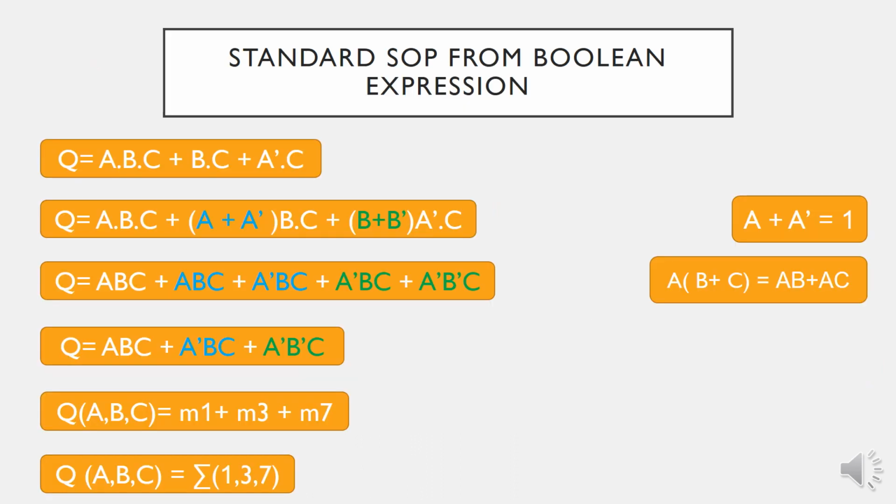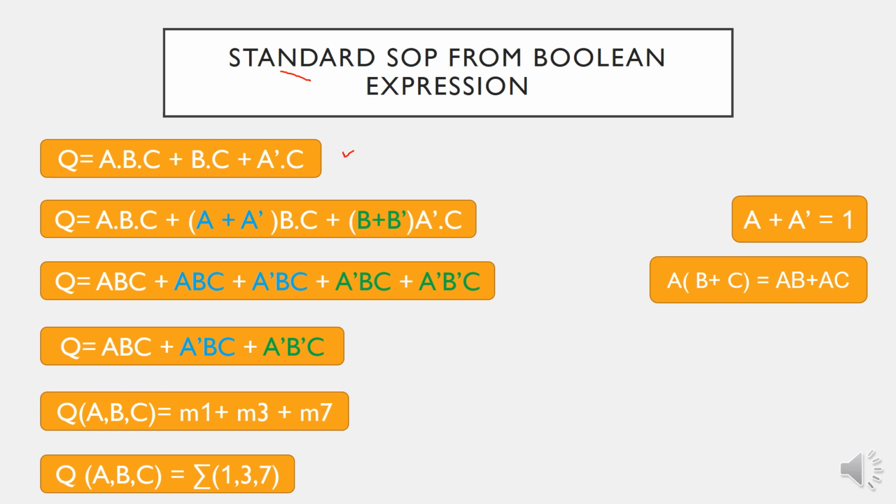Just now we learned how to construct sum of product terms from a truth table, and now we will learn how to construct a standard SOP, or sum of product form, from a Boolean expression. Let's say we have this logic equation Q. How do we convert this equation into a standard sum of product form, or as a min term, as we did for the truth table?